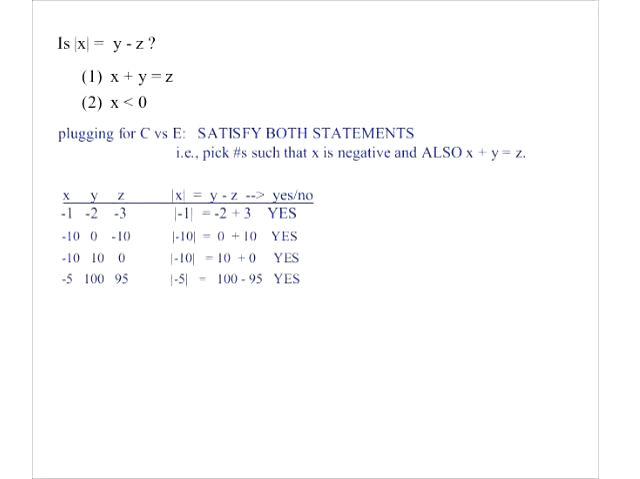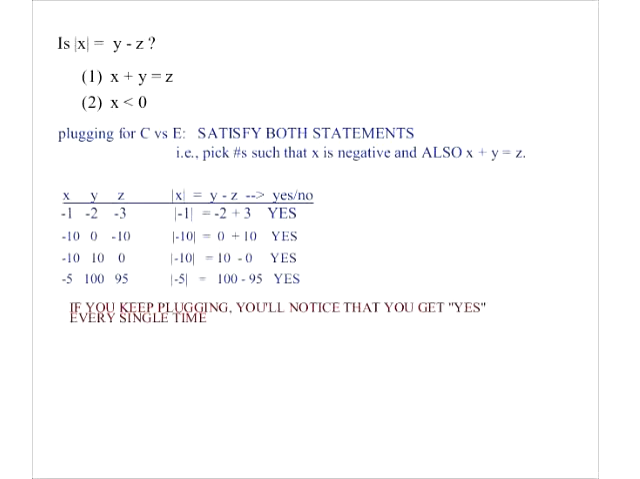In all of these cases, basically you should keep plugging until you don't really have a lot of time anymore. If you keep plugging, you'll notice that you get yes every single time, unless you pick numbers wrong. If you get a no to this, then something is not right about the numbers that you picked, like either x is not negative or this is false. So after a while you say, okay, I give up, sufficient. So C.